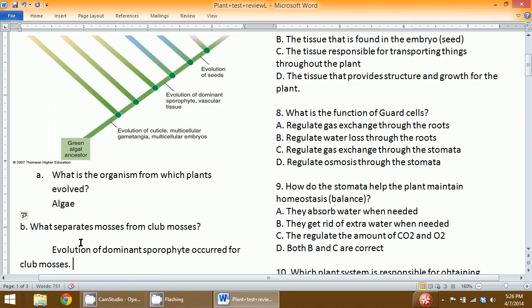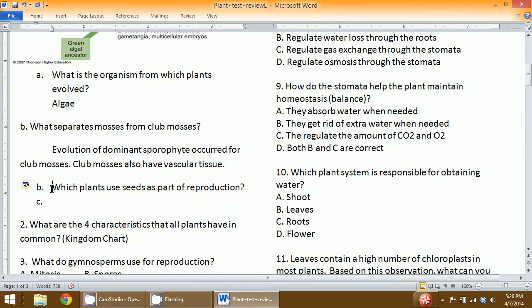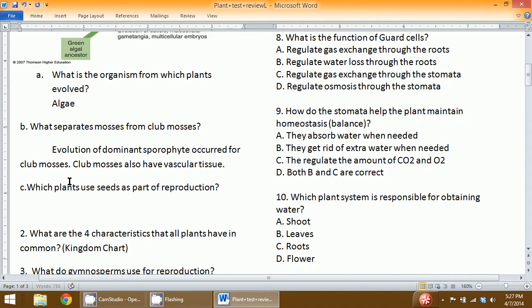And club mosses also have vascular tissue. Mosses don't. They have to just stay wet. They can't really transport fluid from their root-like organs to their surroundings. It doesn't work for them that way. It looks like I'm having a few formatting issues. I think I'll just have to kind of fix it as we go along.